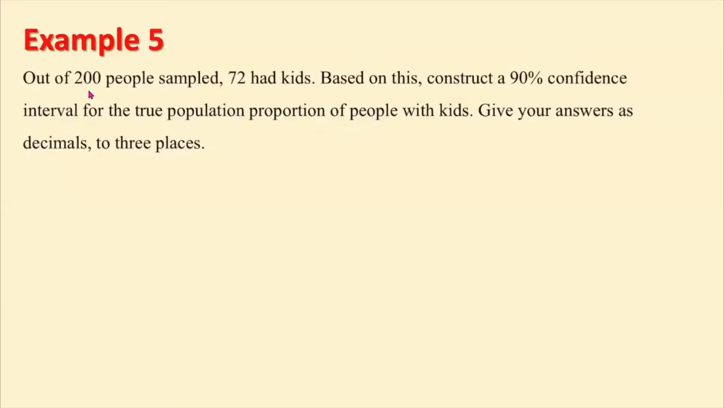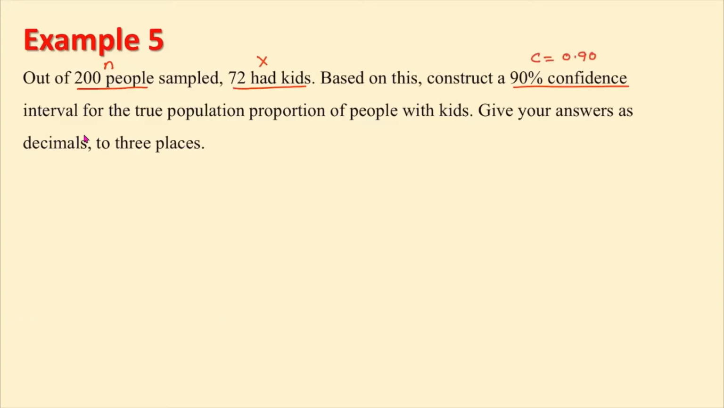Example 5. Out of 200 people sampled, that is your sample size, N is 200. Out of 200 people sampled, 72 had kids, so X equals 72. Based on this, we are asked to construct a 90% confidence interval. So here, C is equal to 90%.